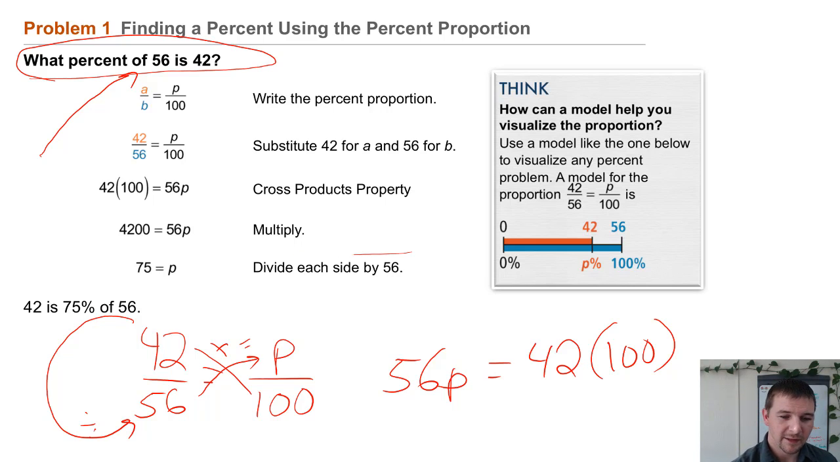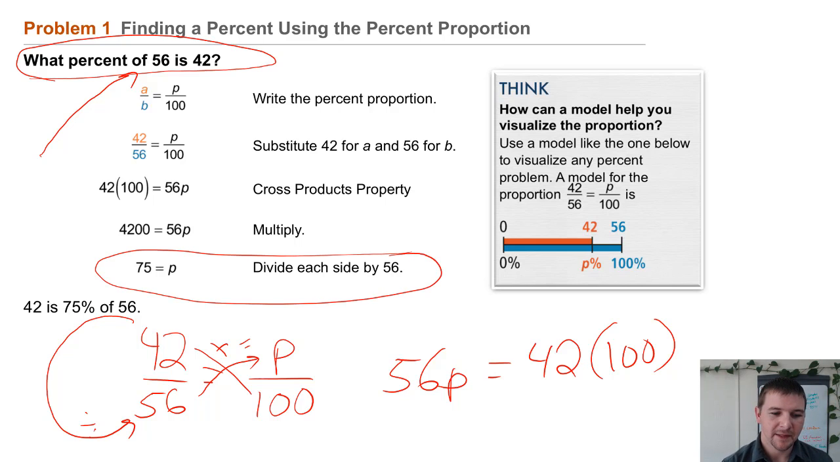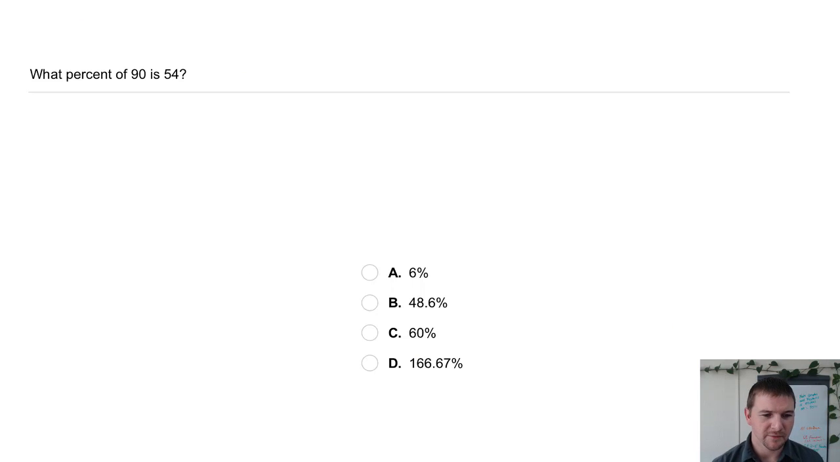In any case, we're going to find that P equals 75. So 42 is 75% of 56. Your turn. What percent of 90 is 54?